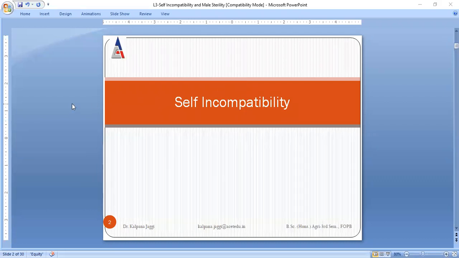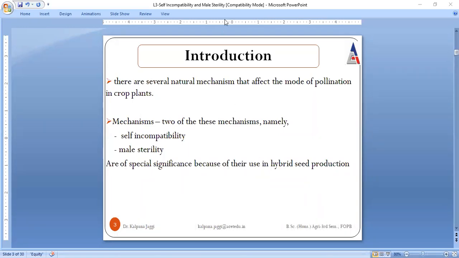Say for example, we are two friends, and if friends are not able to understand each other, then this is said to be incompatibility. And if they understand each other very nicely, then it is said to be compatibility. So, there are two types: incompatibility and compatibility. Incompatibility means there is no understanding between the two. This self-incompatibility we will discuss in case of plants.